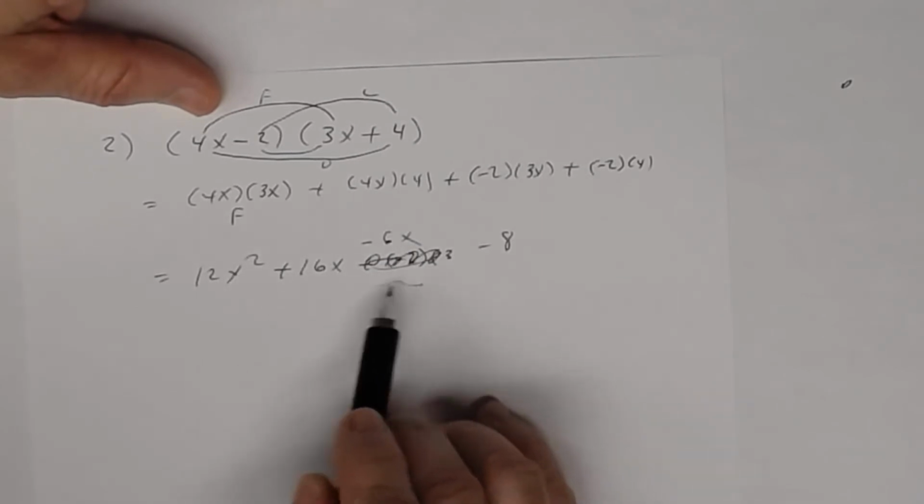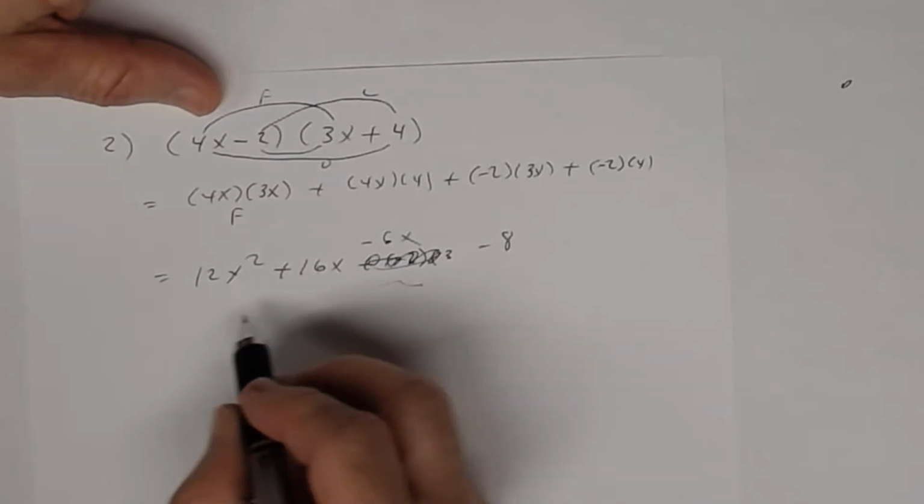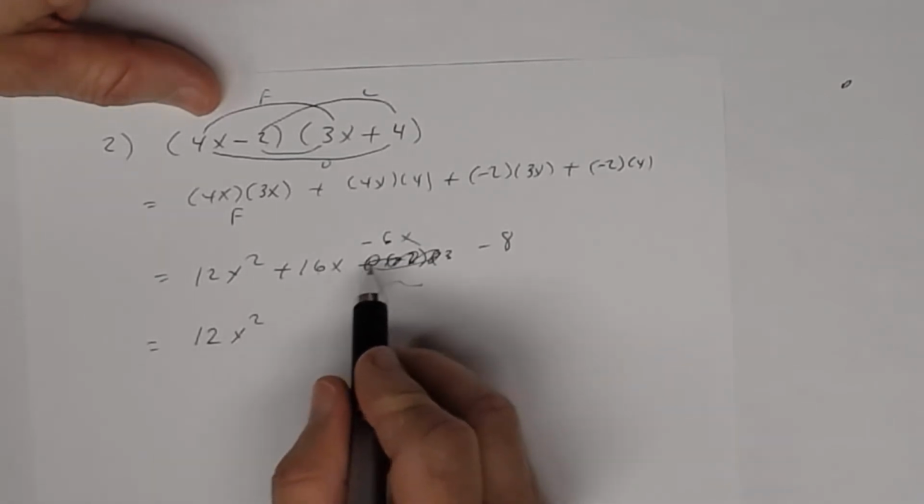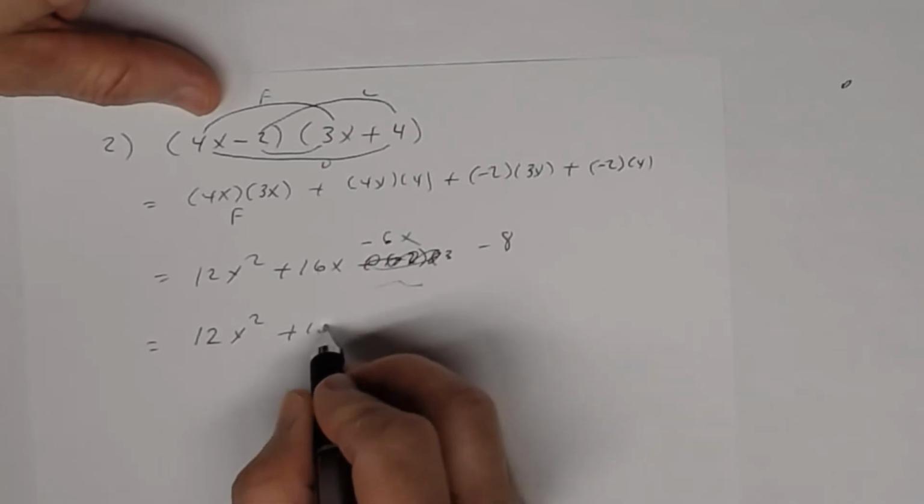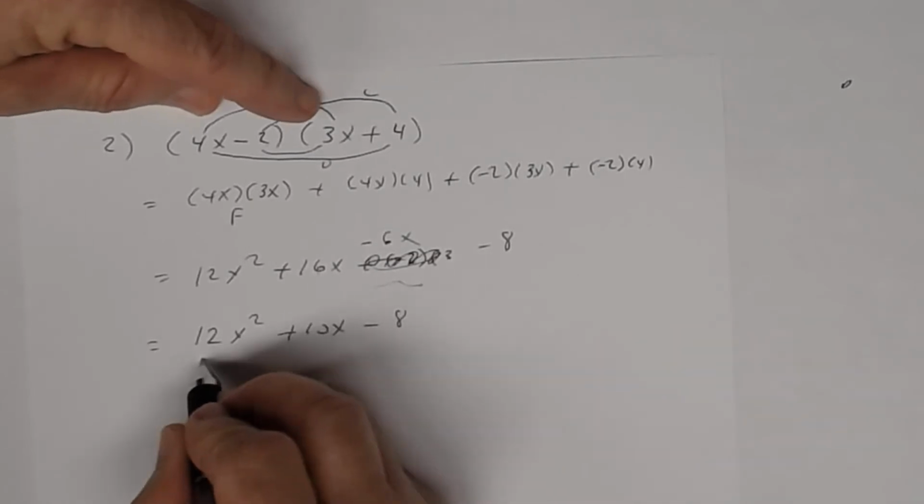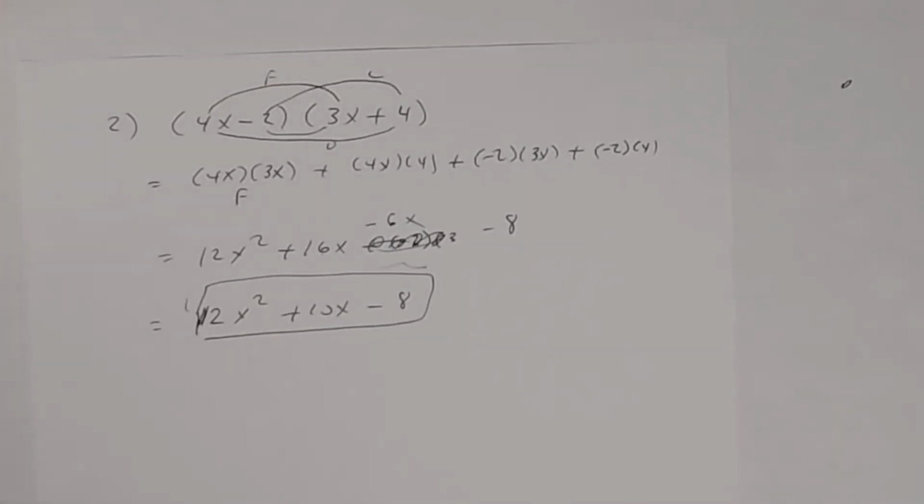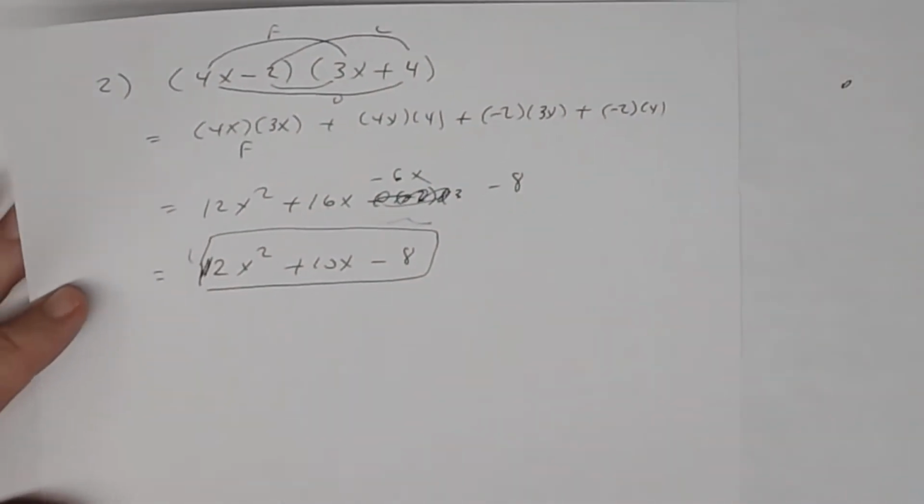These are like terms right here, 16x and a negative 6x. So combining like terms, I get 12x squared. 16x and a negative 6x is a positive 10x, and then minus 8. And there's the answer. Okay, it's very easy. It's not a difficult process. Okay, let's do this one.